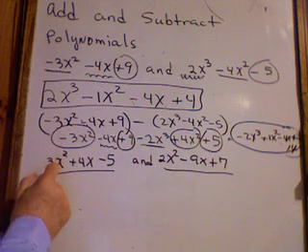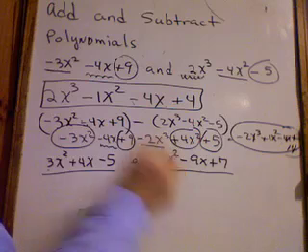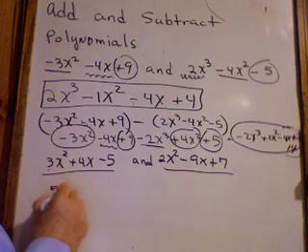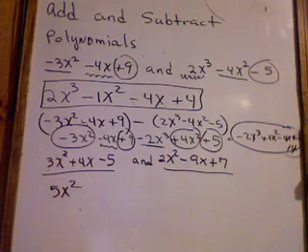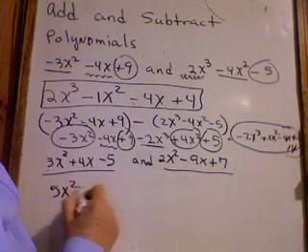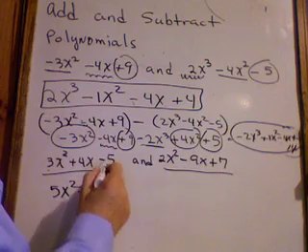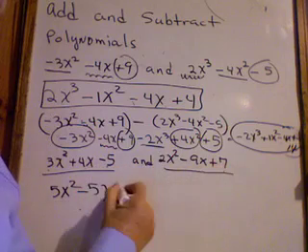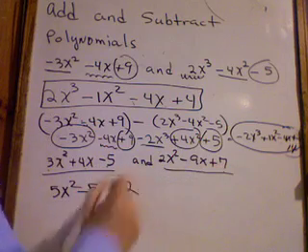Are there any like terms with the 3x squared? Oh yeah, 2x squared, so I get 5x squared. Are there any like terms with the 4x? Yeah, 4 and minus 9, minus 5x. The 5 and the 7, positive 2.